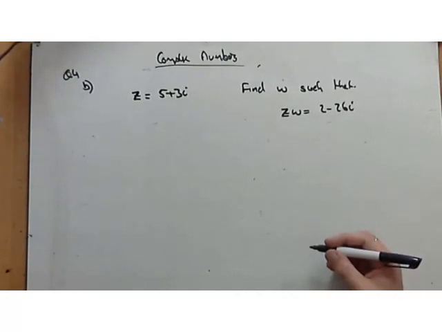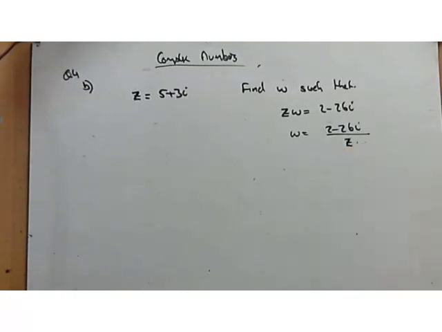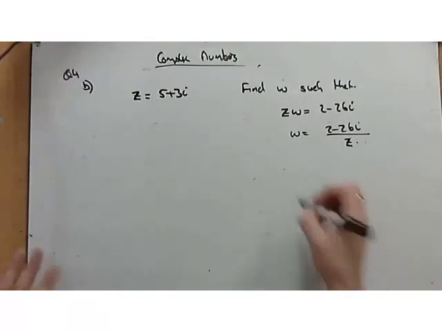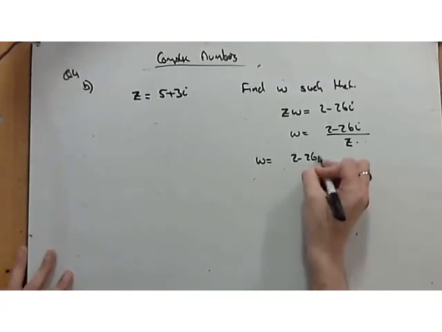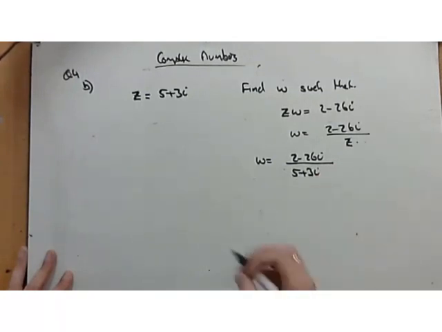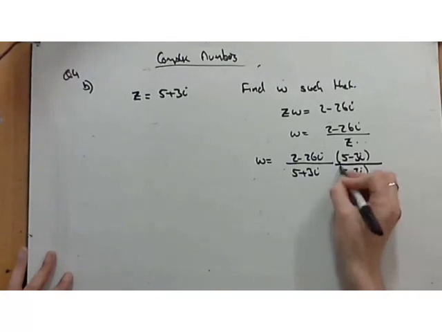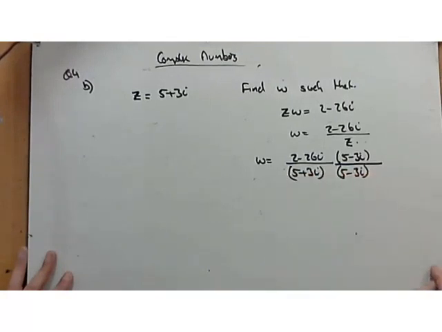But all the normal rules of algebra apply, so that means that W would be equal to 2 minus 26i divided by Z. This would be the most obvious way to do this question. It's a simple division question, a simple operation if you can do it. So that's 2 minus 26i divided by 5 plus 3i. When you divide one complex number by another, you take the bottom number and get its conjugate, which is 5 minus 3i, and you multiply above and below by the conjugate.